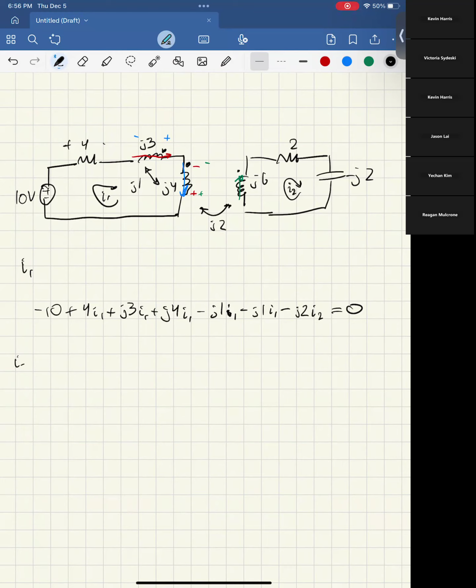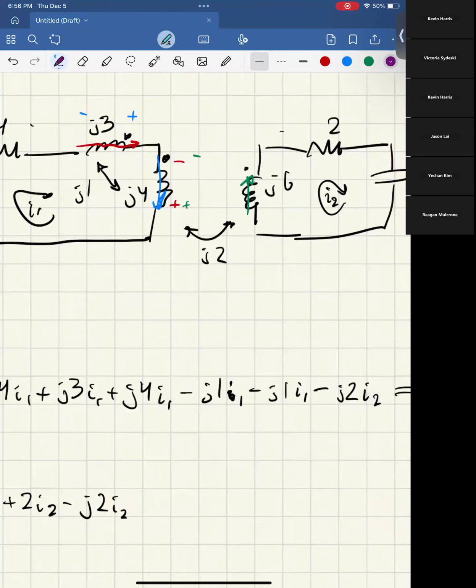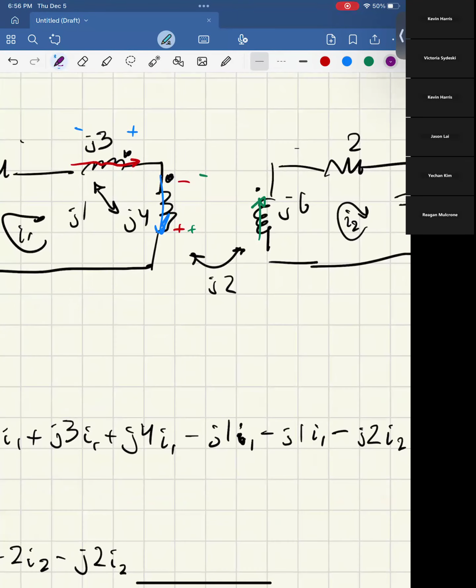So then I2 is going to be a bit simpler because there's only one mutual inductance here. But again, we start by writing out just the normal mesh current equation. So j6I2 plus 2I2 minus j2I2. That's from the capacitor there. And then for this last one, I don't have enough colors, I'll use purple.